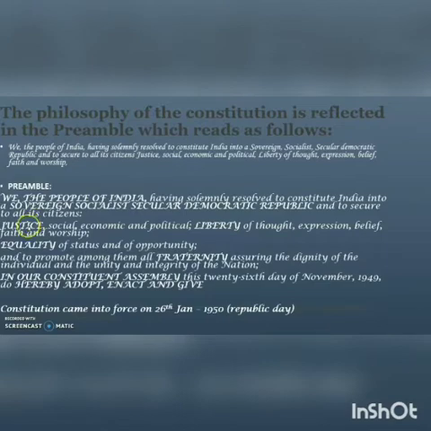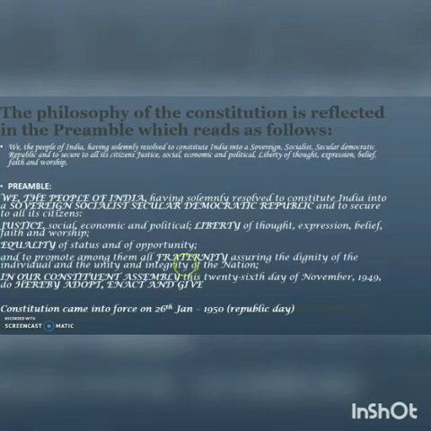Apart from that, in the preamble, we also mention justice, equality, liberty, fraternity. What is justice? Justice means justice should be there in social, economic, and political matters. Liberty in thought and expression, belief, faith and worship. Equality of status and opportunity. And everyone should promote fraternity. Now, what is this fraternity? It means nothing but trying to feel a sense of brotherhood.